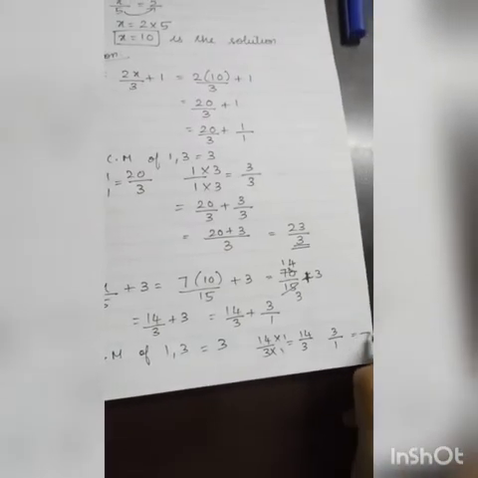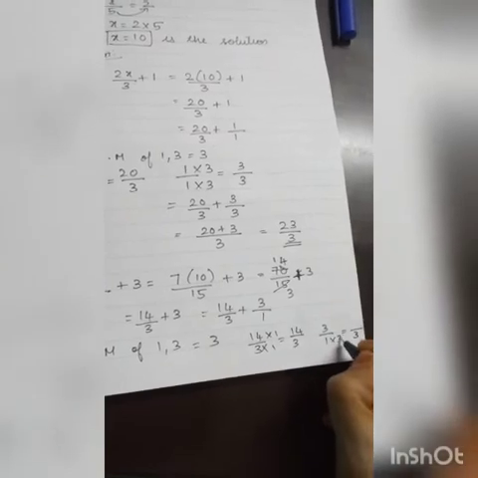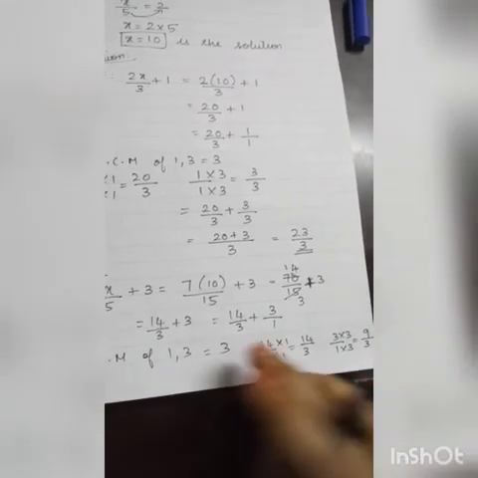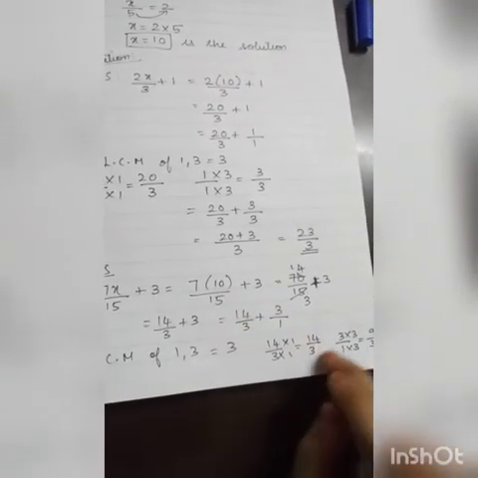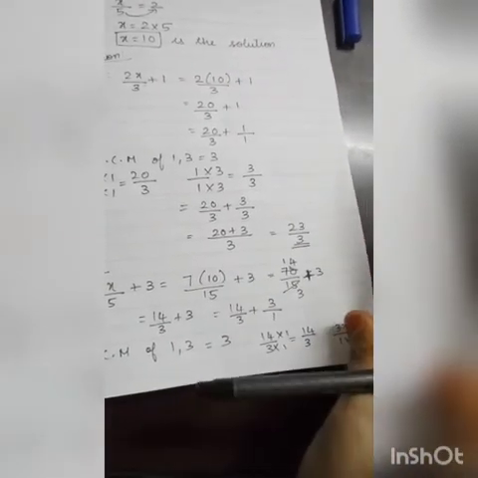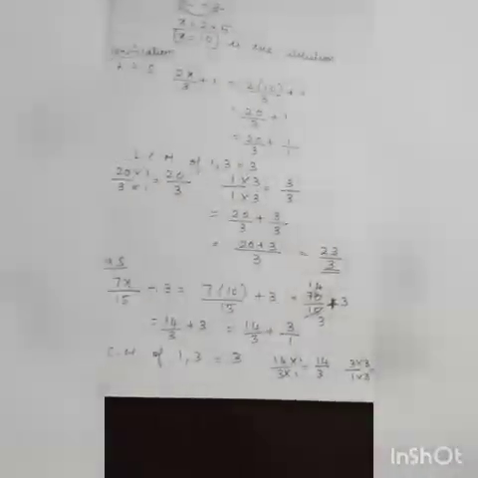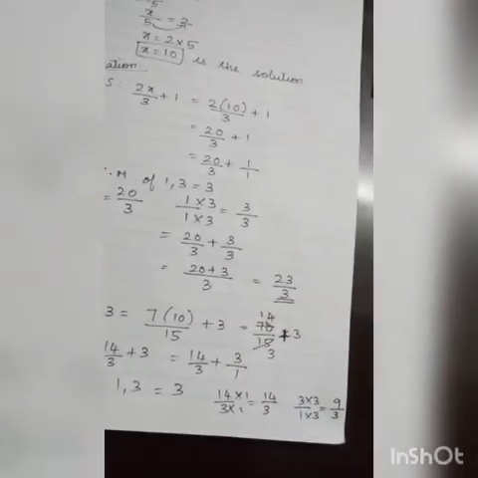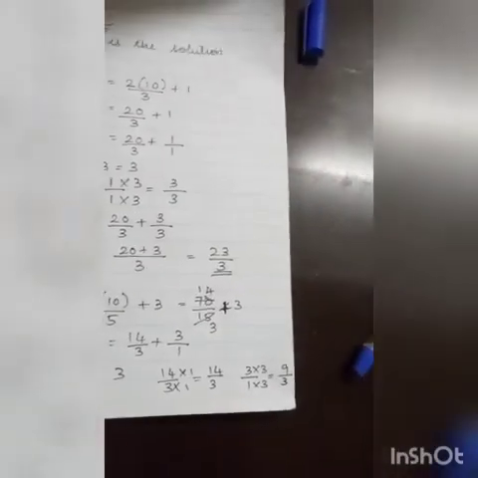Then 3 by 1, I want my denominator as 3. So, 1 3 is 3, 3 3s are 9. So, instead of 14 by 3, I will write 14 by 3. Instead of 3 by 1, I will write 9 by 3. So, now shall I write it? Yes. Now, next page I am going to turn. So, what values should we write? 14 by 3 and 9 by 3. Keep that in your mind, okay?